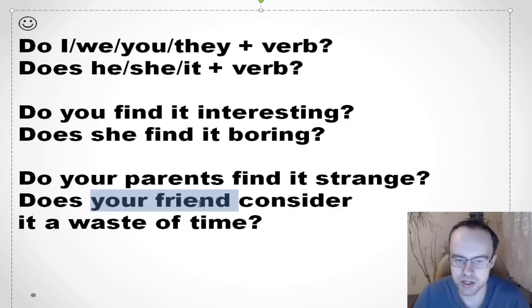Does your friend consider it a waste of time? Your friend, he or she, we say does he, does she. So, does your friend consider it a waste of time?